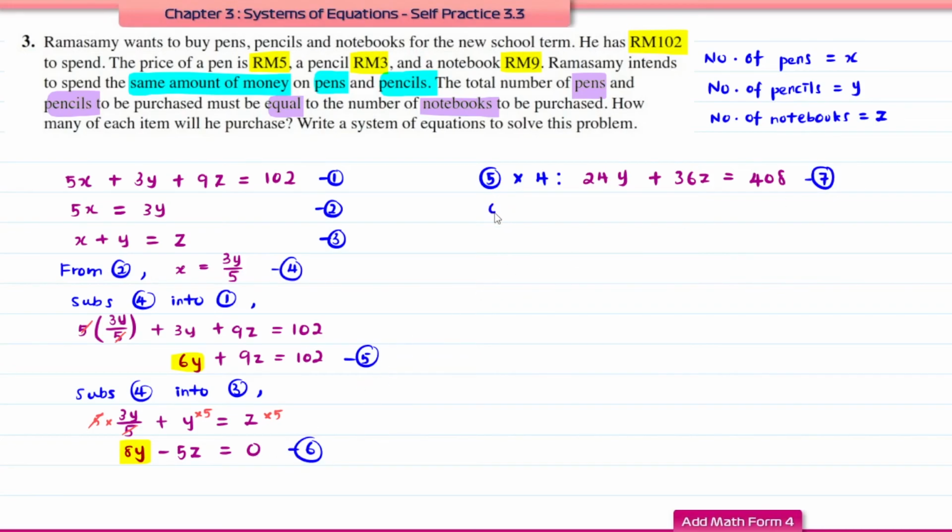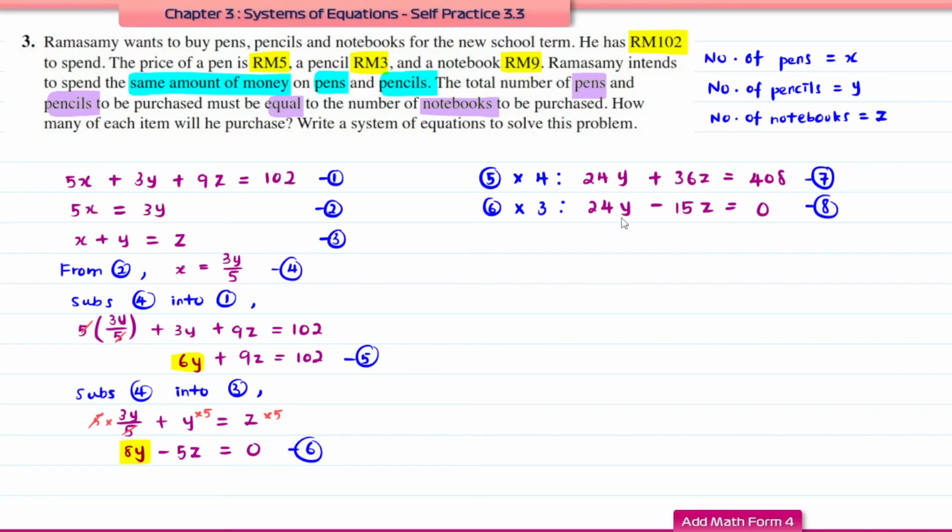And for equation number 6, I'm going to multiply it by 3. So 8y times 3 is going to be 24y. 5z times 3 is going to be 15z. And 3 times 0 is still going to be 0. So this is equation number 8.